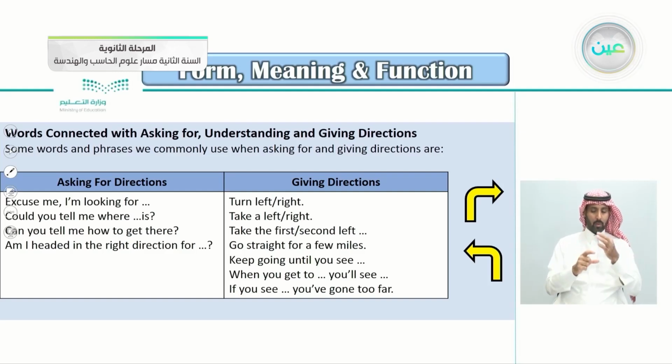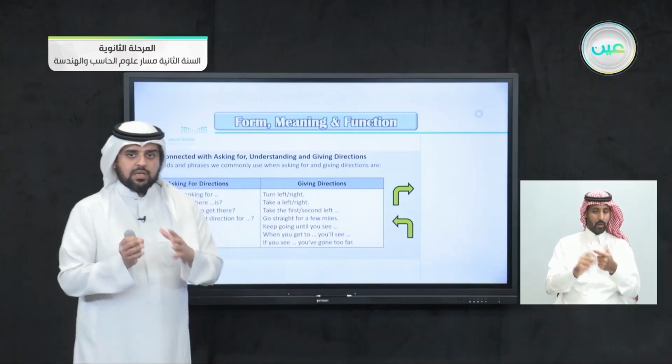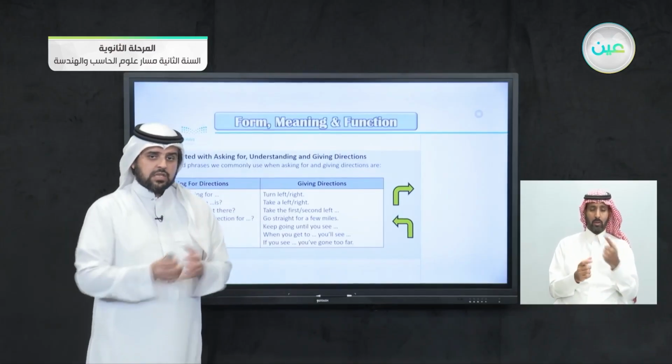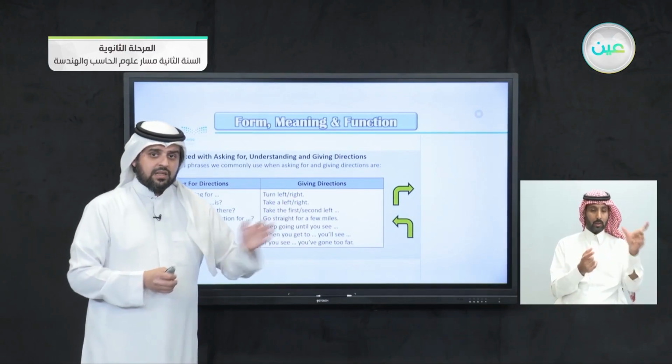The second one: "Could you tell me where is?" Could you tell me where the bank is, for example? Could you tell me where the house is, the school is, and so on. So "is" is the final word here.